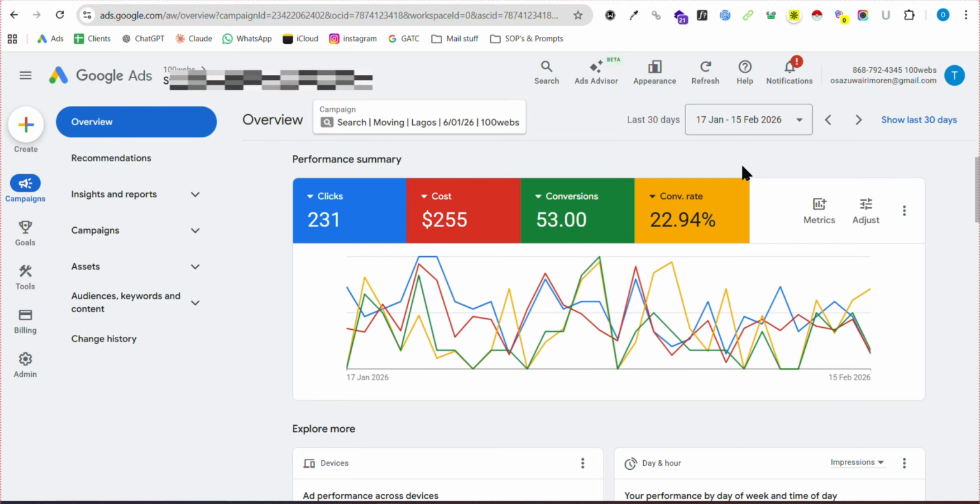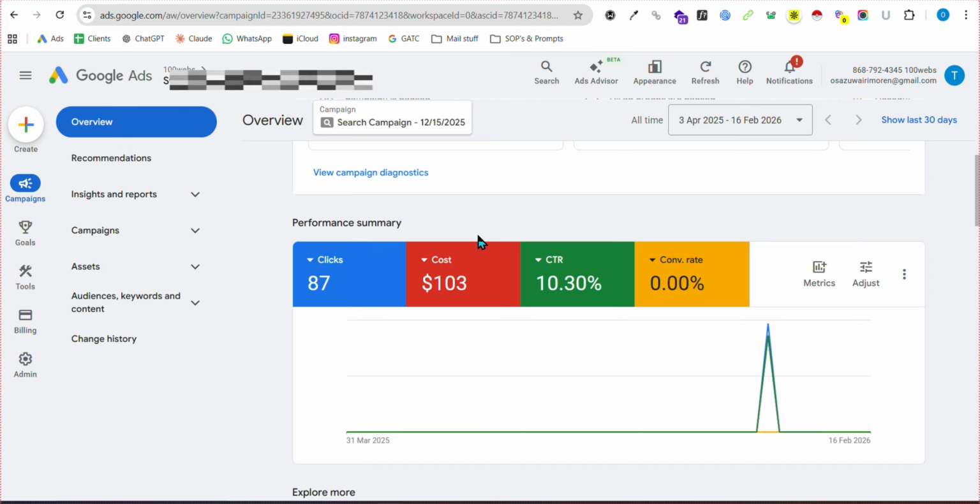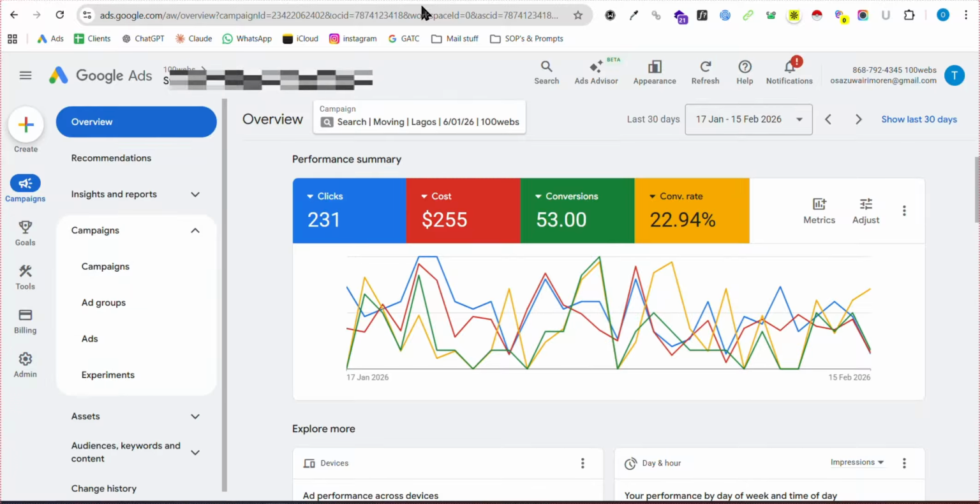So first of all, we tracked phone calls and form submissions. We made sure we set up conversion tracking, whereas in this campaign there was no conversion tracking set up. Right. So that's the first thing we did. So now let's take a look at the ad group.